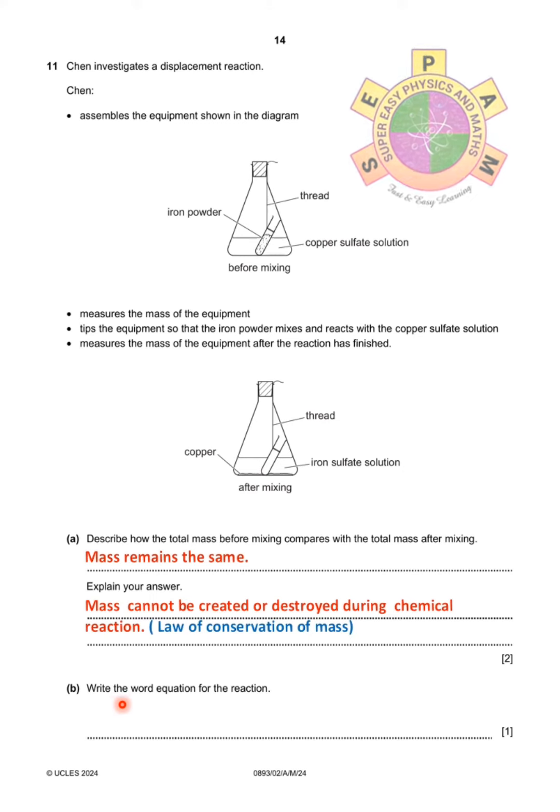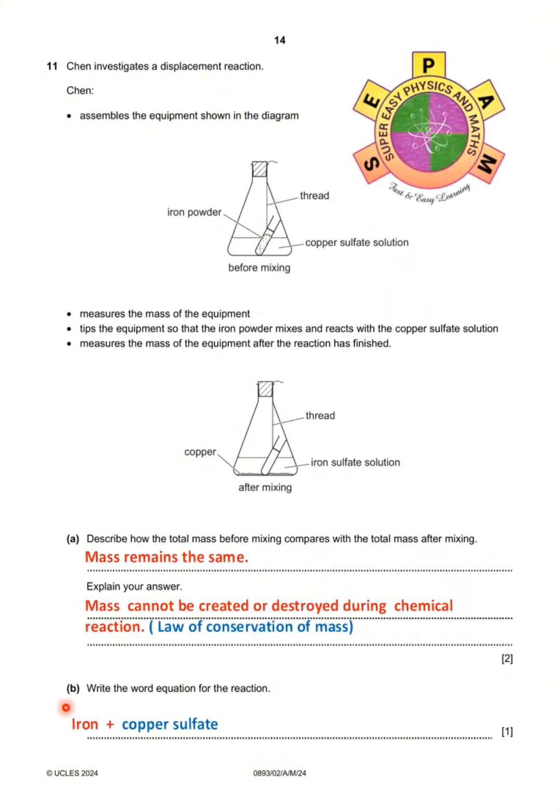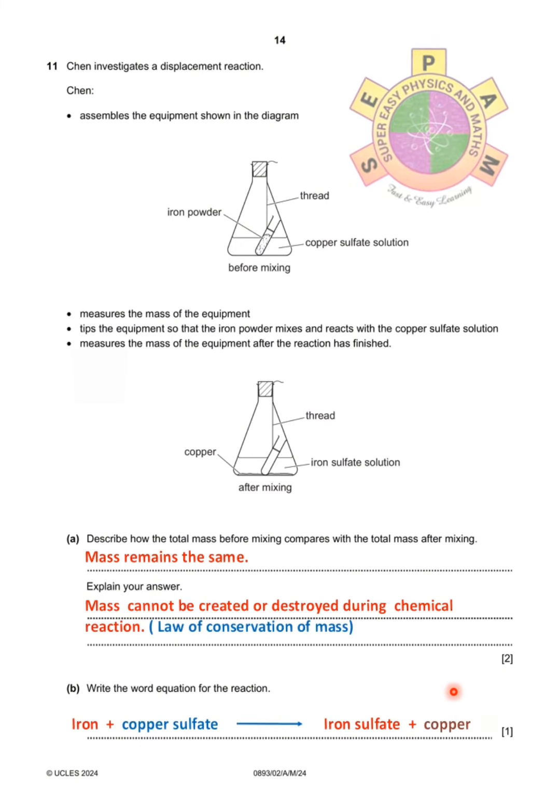Now write the word equation for this reaction. So you have iron in the test tube to react with copper sulfate in the conical flask. So what is going to happen? Iron is going to displace copper to form iron sulfate, and then copper is displaced, because iron is higher than copper in the activity series.